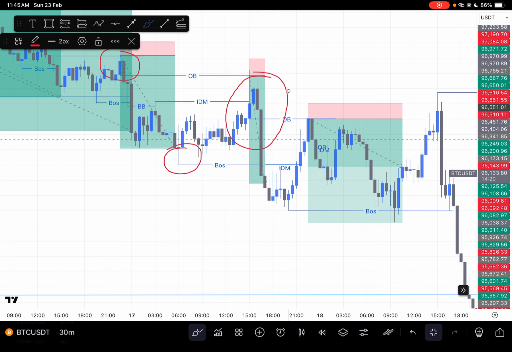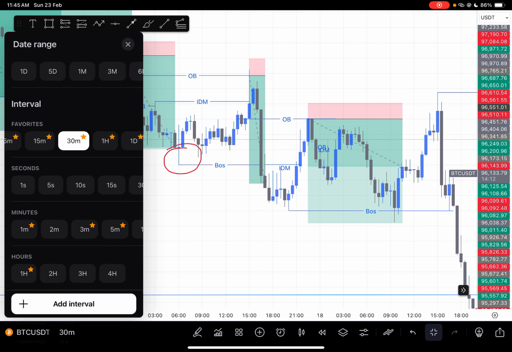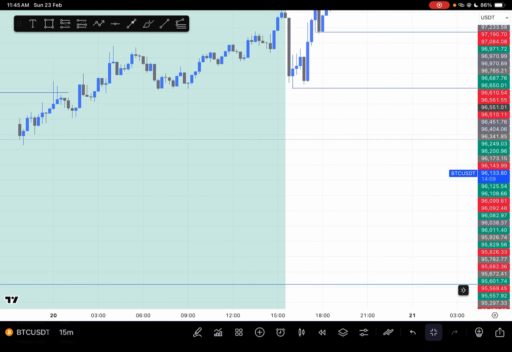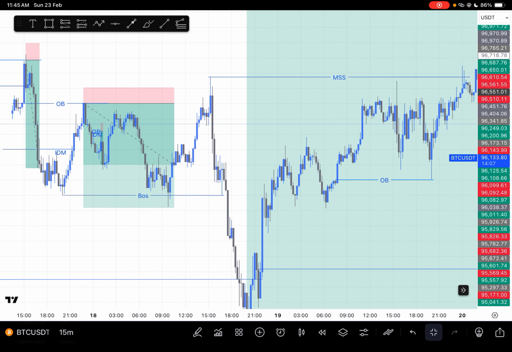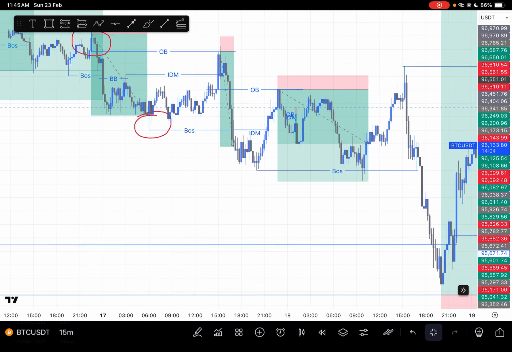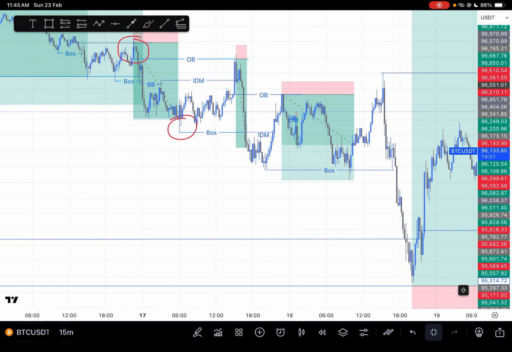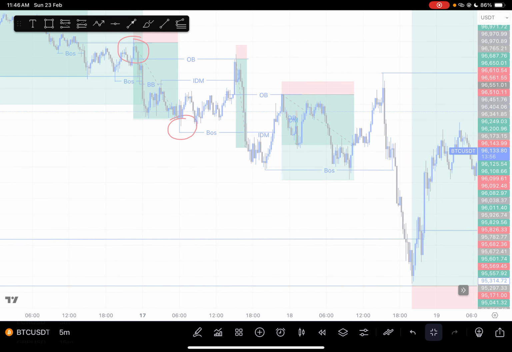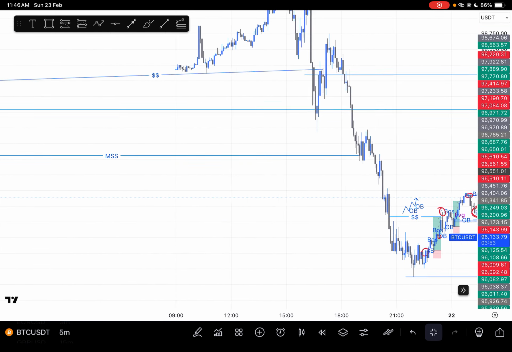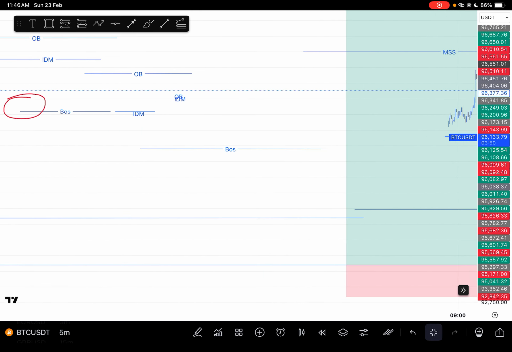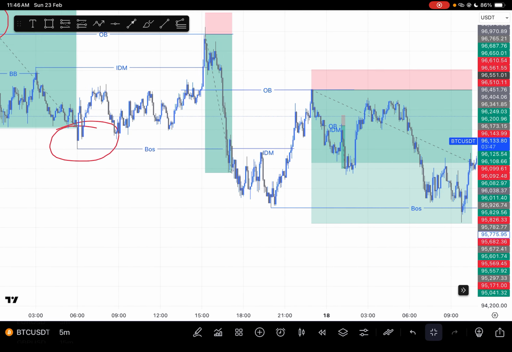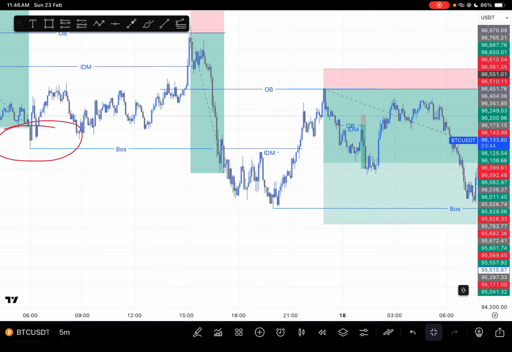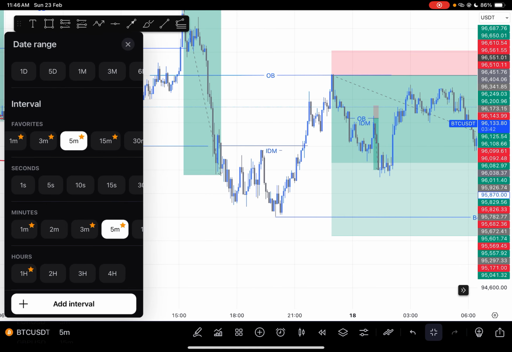So what you have to do is go down to a lower time frame. Go to the 15-minute time frame. You see you have to use multiple time frames to be able to spot the order blocks and breaker blocks. From here you won't be able to spot the order block very clearly, so you keep going down to a lower time frame until you are able to spot it. It's not there, so keep going.